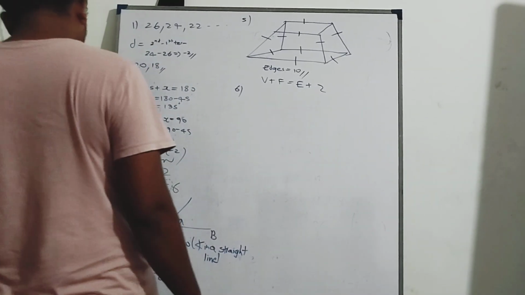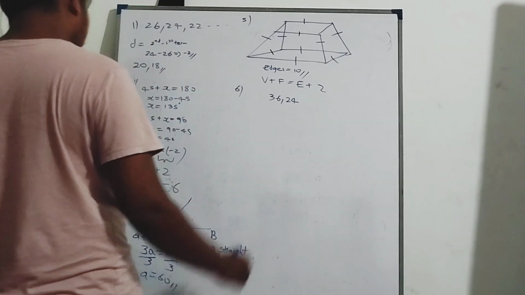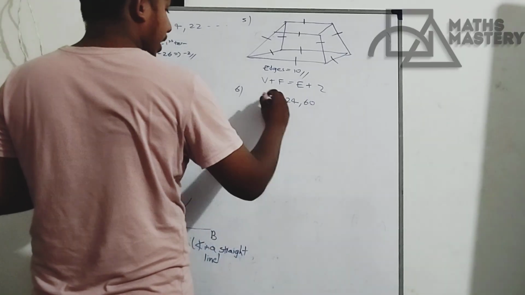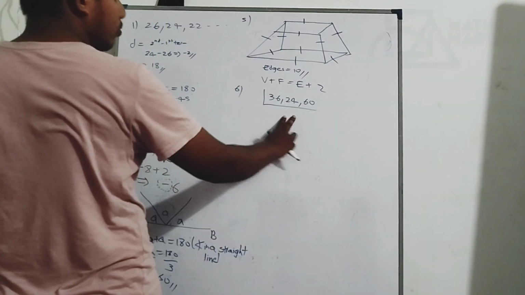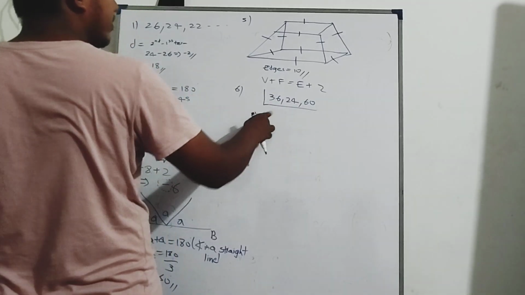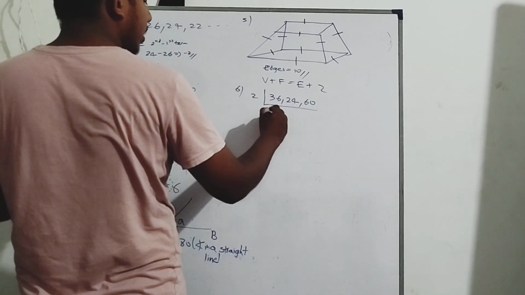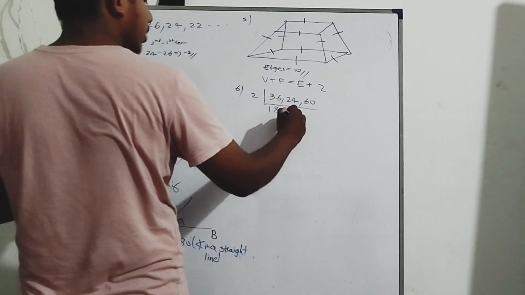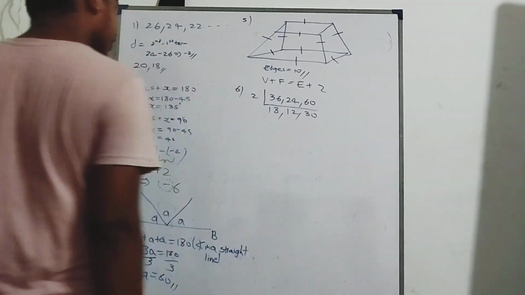Find the HCF of the numbers 36, 24, and 60. So when you're finding the highest common factor of this, first what you are going to do, divide by 2. Why are we dividing by 2? Because all the three numbers are divisible by 2. So when you are dividing 36 by 2, you'll get the answer 18. 24 divided by 2, the answer is 12. 60 divided by 2, the answer is 30.